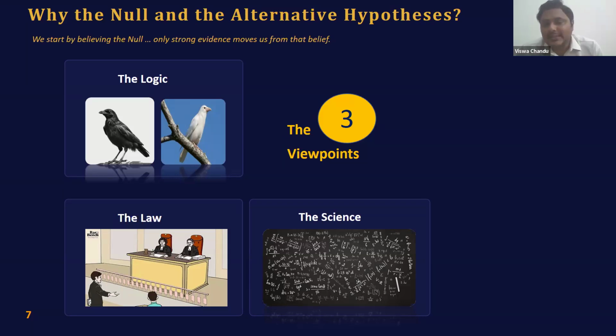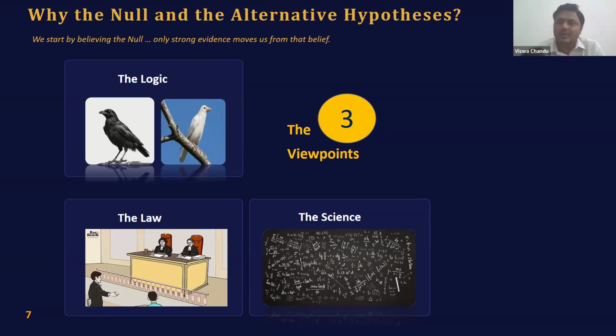I will present three viewpoints for why the null hypothesis is always the default position: a logical viewpoint, a legal viewpoint, and a scientific viewpoint. First, let us see the logical viewpoint. In science, it is very difficult to prove something to be true beyond doubt. There is a simple crow analogy. What if you have to prove that all the crows are black in color? There is a claim that crows are black in color. How can you prove that crows are black in color?